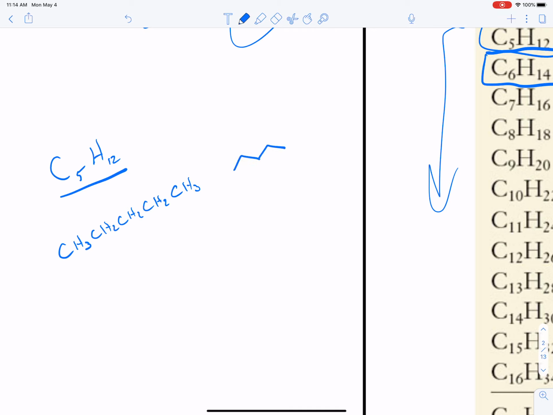Now you're wondering, what in the world? Well, it's pretty easy. Every carbon is important. With hydrocarbons, hydrogens are just fillers. Okay? They're just fillers. And so what we find is each of these ends is a carbon. That is the CH3.